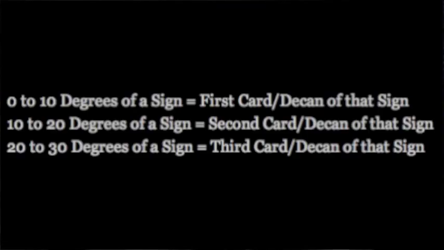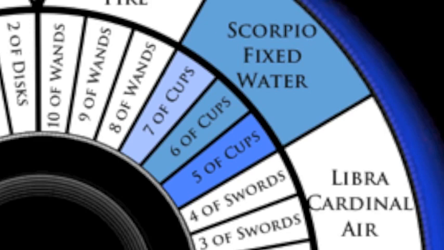So just to recap, 0 to 10 degrees of a sign represents the first decan of that sign, or the first card. 10 to 20 degrees of a sign represents the second decan or card of that sign. 20 to 30 degrees of a sign represents the third decan or card of that sign. Say, for example, if we take a sun placement that's in 15 degrees Scorpio. This means that this individual is attuned to the second card of that sign, the second decan, being the 6 of Cups.